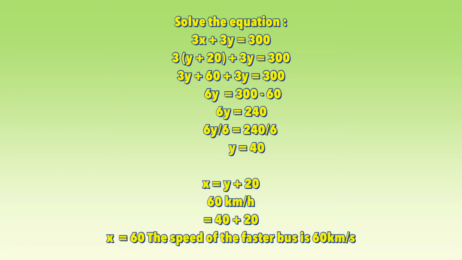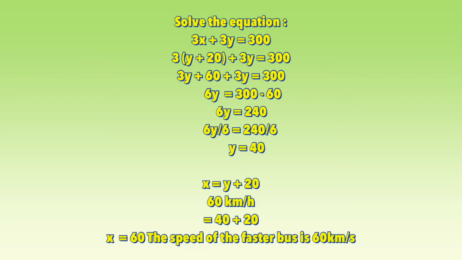Then 6y equals 240. We're going to find the value of y, so we're going to eliminate the numerical coefficient, which is 6. So we're going to divide both sides of the equation by 6. So 6y divided by 6 equals y. Then 240 divided by 6 equals 40. So the value of y now equals 40.